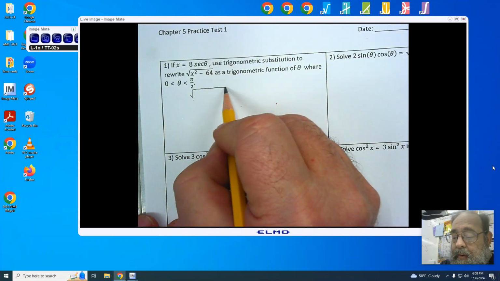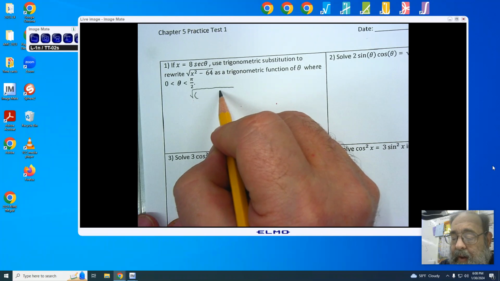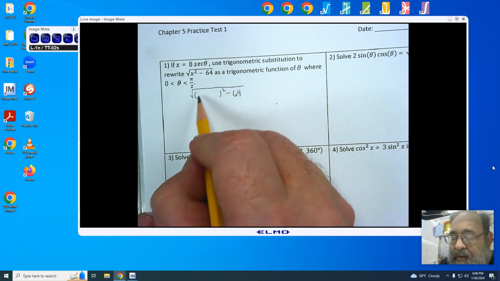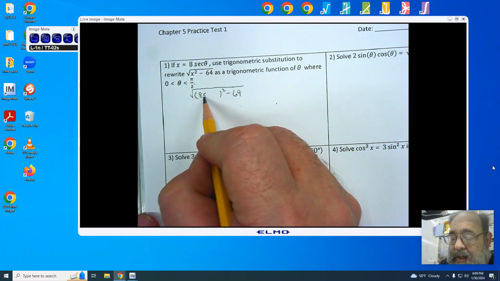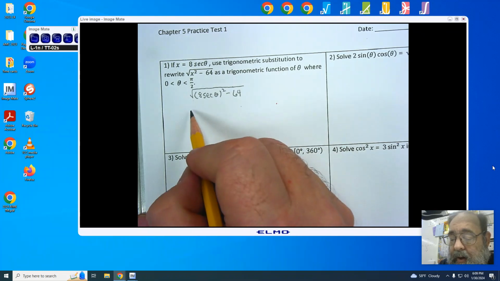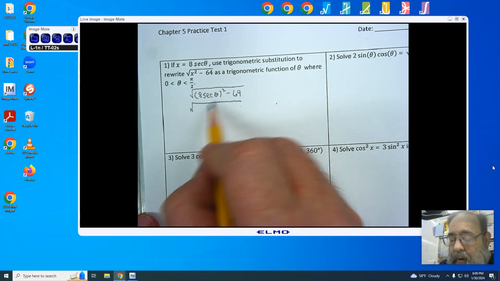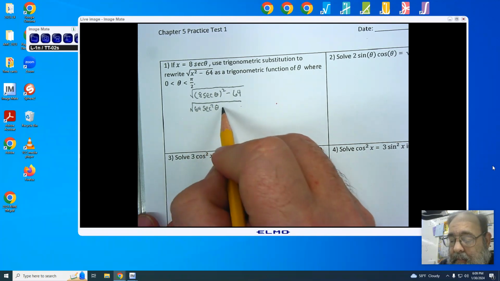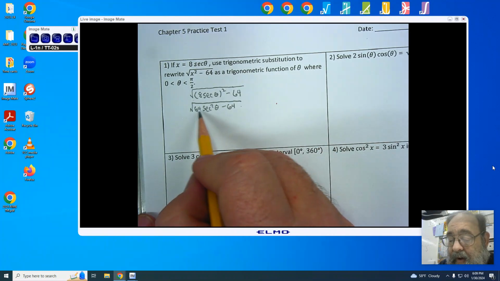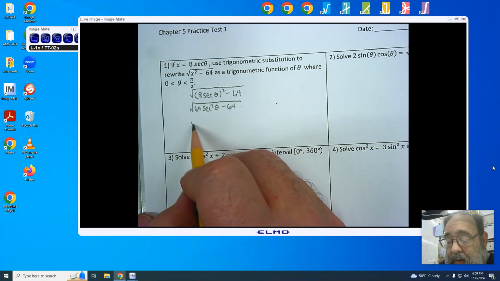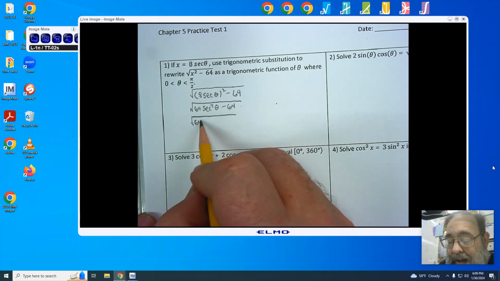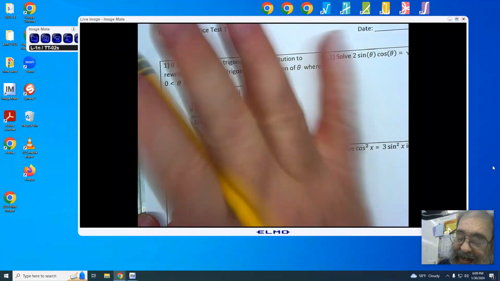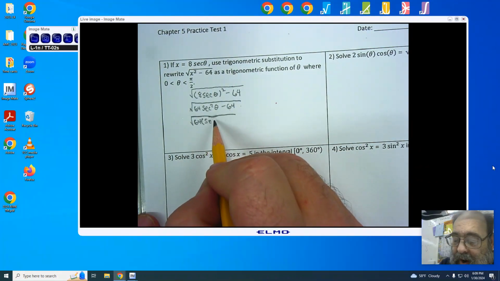Now, when you write this down, always use parentheses and then put your squared minus 64. We're going to put the x inside, so x is 8 secant of theta. Now we're going to simplify this, so we end up getting the square root of 64 secant squared of theta minus 64. We're then going to factor out the GCF of 64, so that we have the square root of 64 times secant squared theta minus 1.